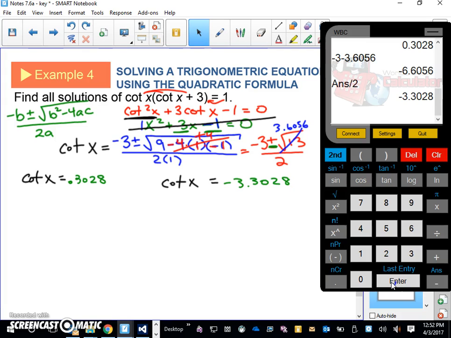My calculator does not have an inverse cotangent button on it, so what I'm going to do is flip it around. Let's do the reciprocal on both sides and turn it into a tangent, because my calculator does have an inverse tangent button. If I wanted to solve this, I could take an inverse tangent on both sides. So x is going to equal the inverse tangent of that reciprocal, 1 over 0.3028.